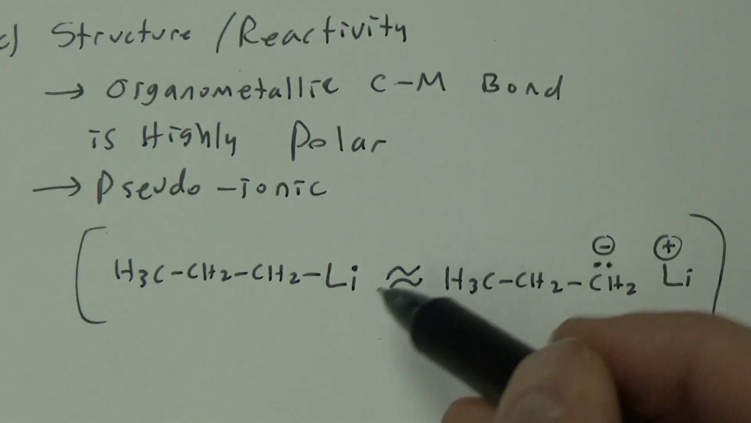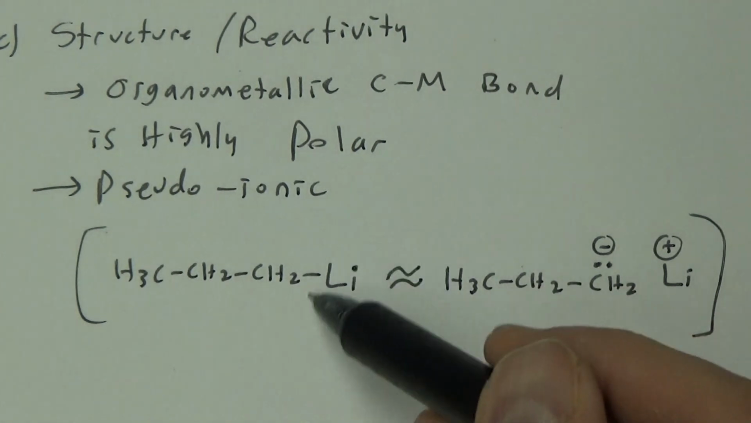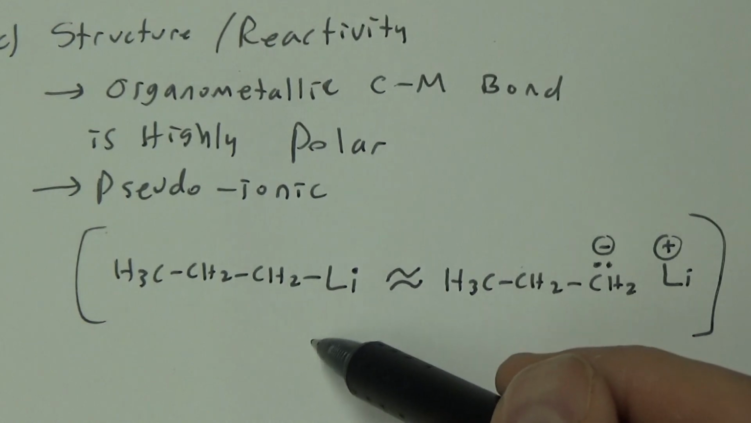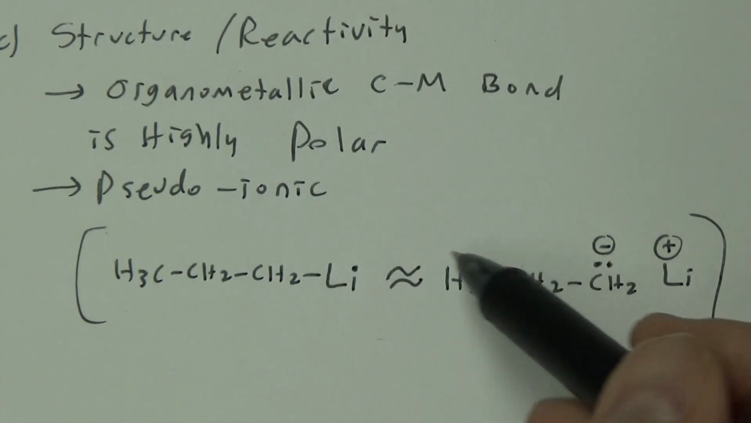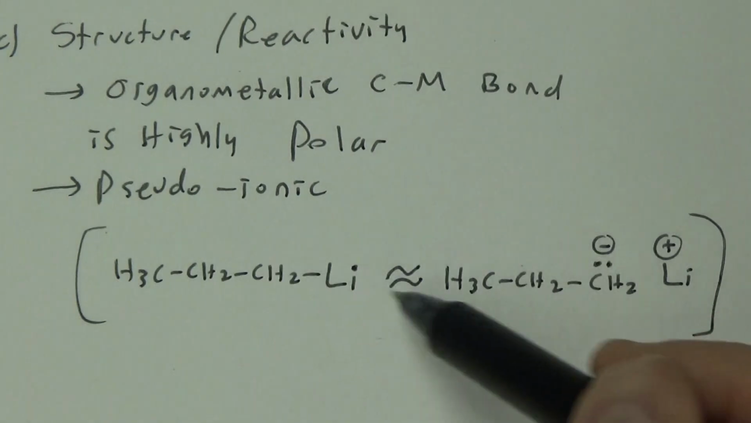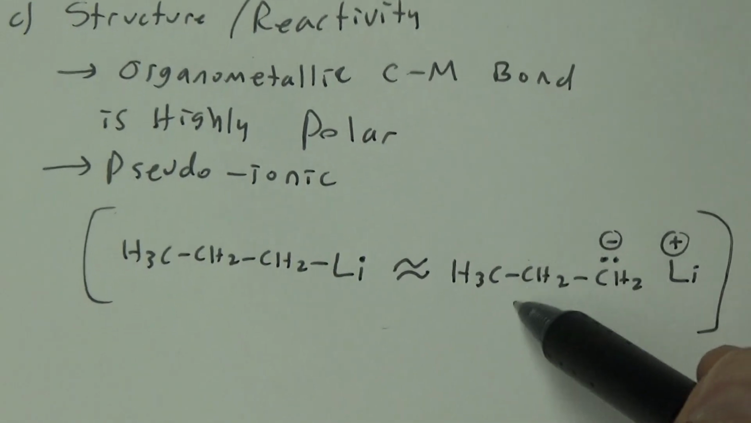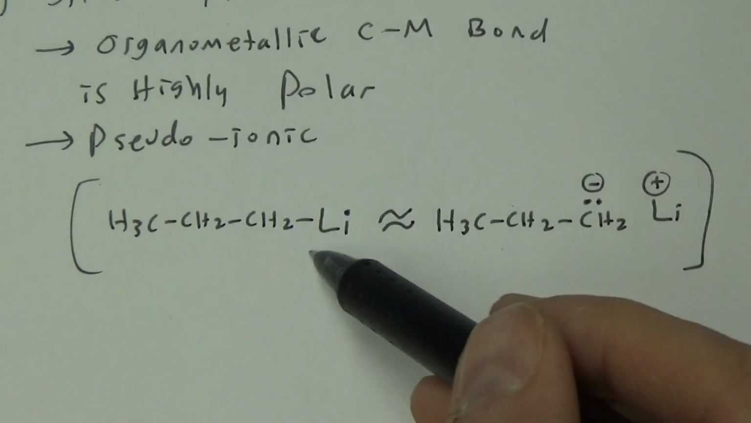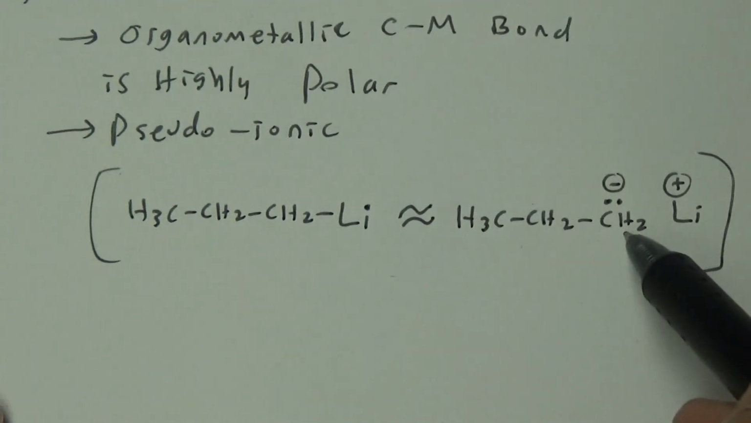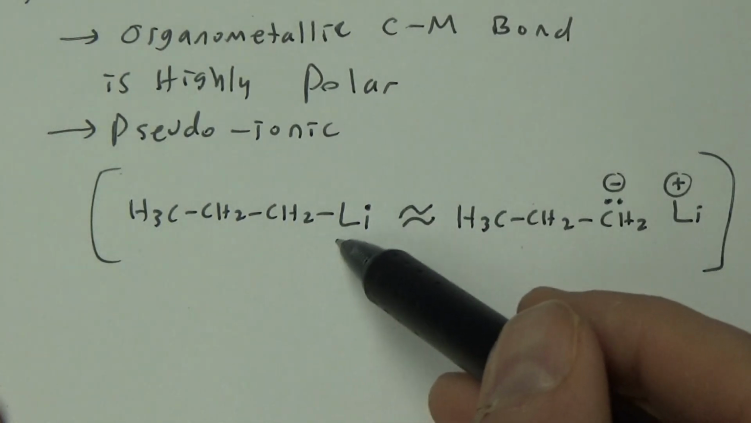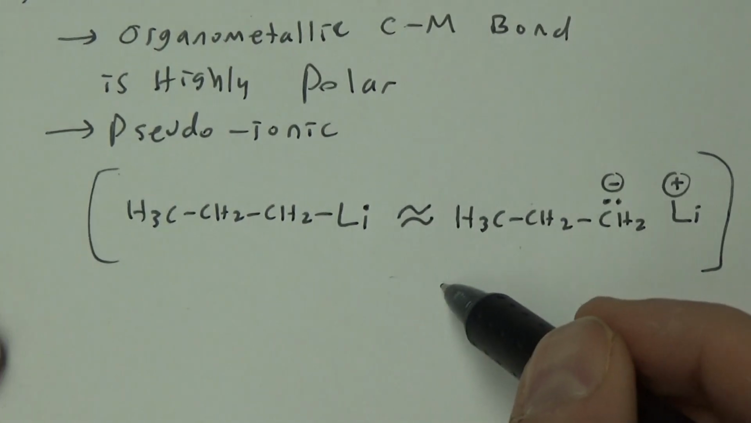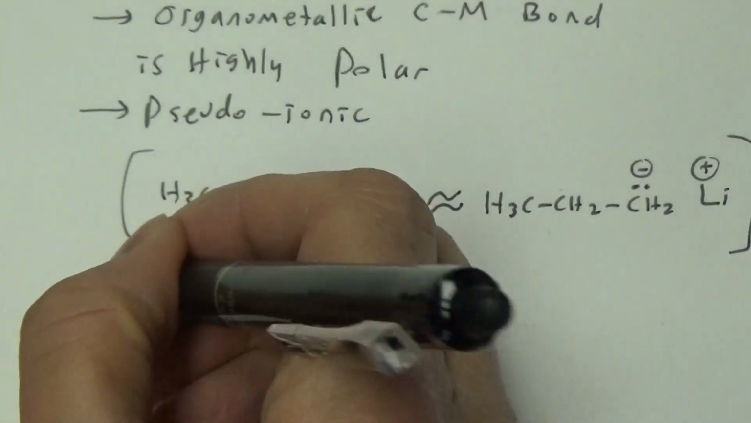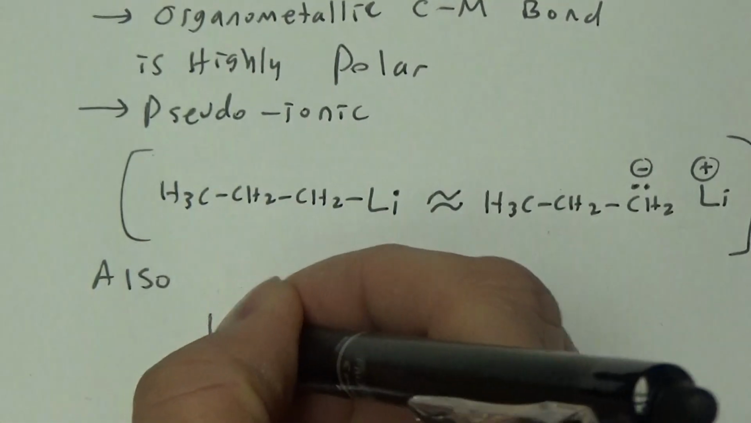A nucleophilic carbon, right? Bonding is not always discrete, it's not like just this or this. It's somewhere in the middle. There's a bit of a continuum between covalent bonding and ionic bonding, and this has some of both properties.